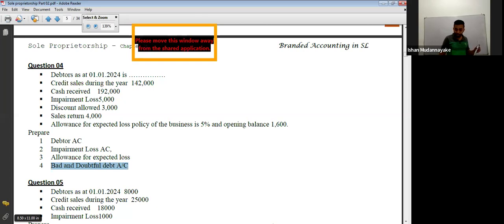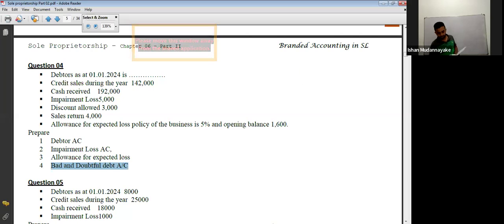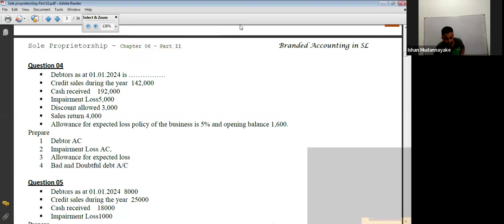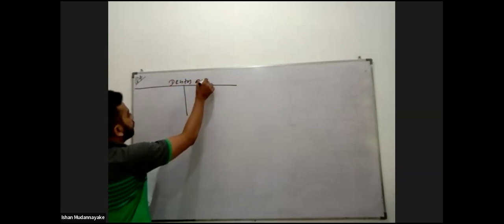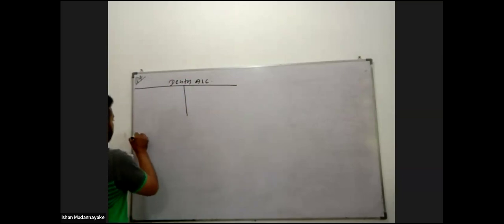Based on the opening balance, you can calculate the allowance for expected loss opening balance. Quickly complete the debtors account. Prepare the debtors account. And then the impairment loss account.